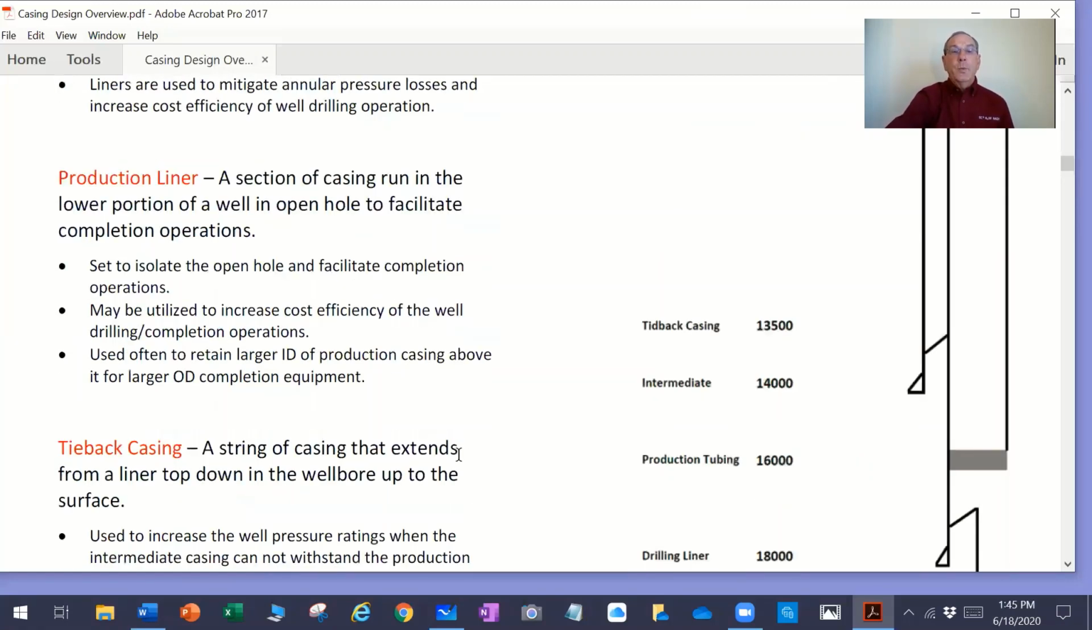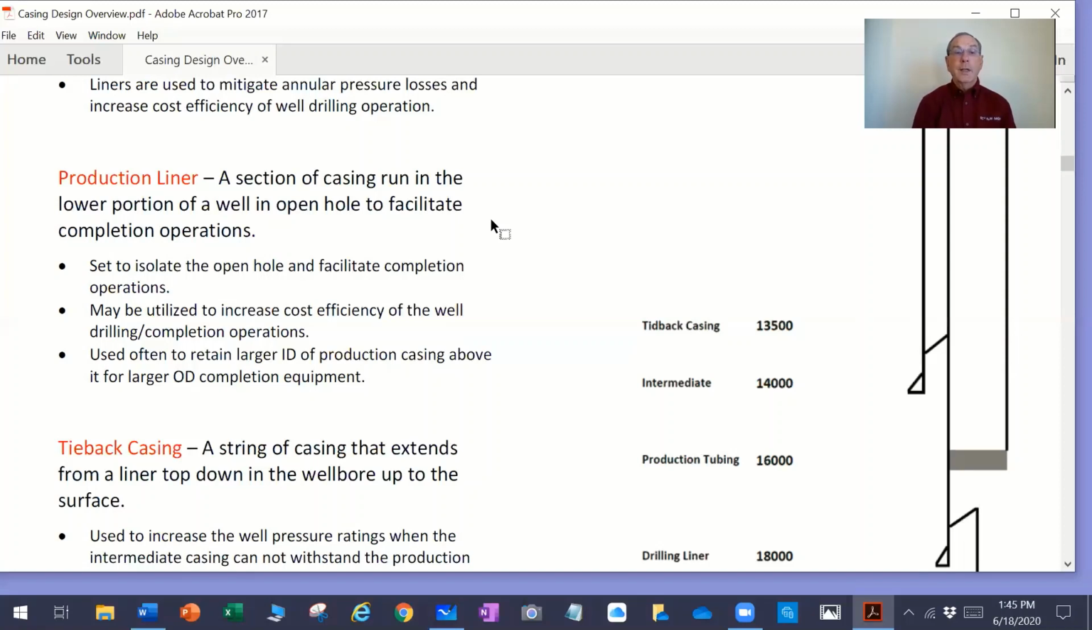And then sometimes we use that casing string not only to drill through, but we use it as a production liner. So it's a section of casing that's run in the lower portion of the well, in open hole, to facilitate completion operations. So we actually may drill through it and then complete inside of it. So it could be used for both functions. So it's set to isolate the open hole and facilitate completion operations. And it may be used to increase cost efficiency of the well drilling and completion operations by saving the length of casing that we run on the well by only running sections just in open hole, not all the way to the surface.